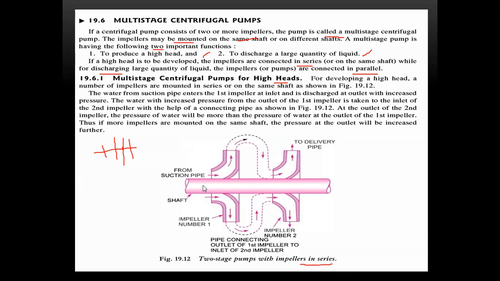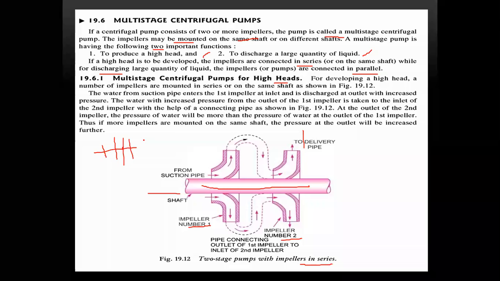Now see the figure. This is the shaft. On each shaft key, the impellers are arranged in series. See impeller number 1, impeller number 2, the delivery pipe outside, right? So this is a suction, this is a delivery, this is a delivery. The remaining theoretical concepts you can easily understand by reading the concept, okay?